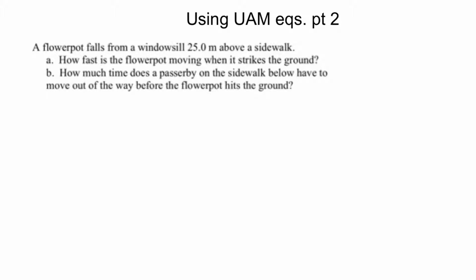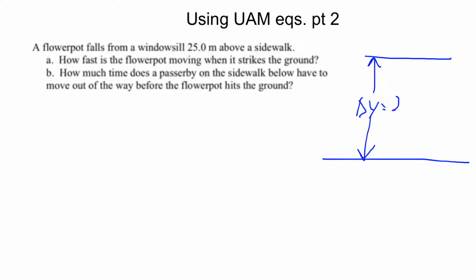So, we're going to draw ourselves a picture. Okay, here's our windowsill, and here's the sidewalk below. And we know that the displacement between those 2 points is 25.0 meters. Okay, let's see, a flower pot falls. It was not thrown. Okay, so let's draw ourselves a little flower pot here.